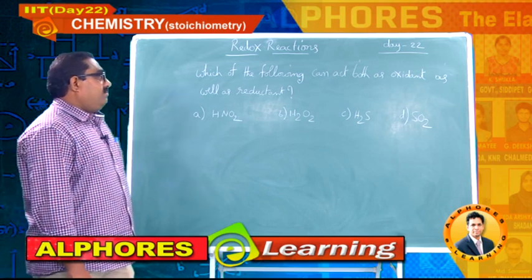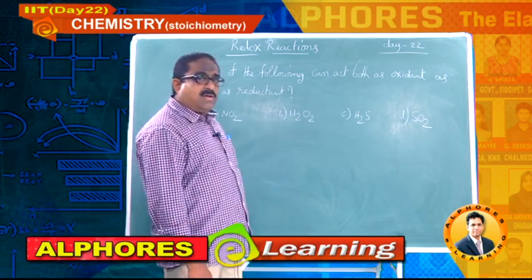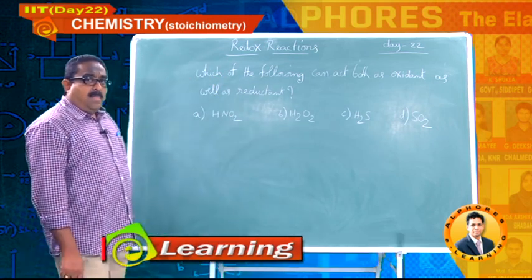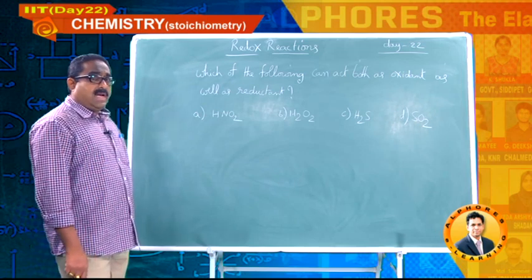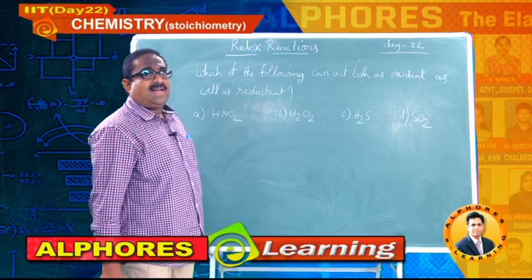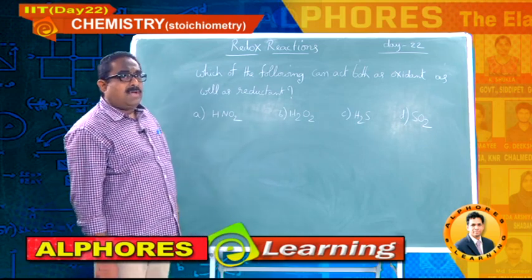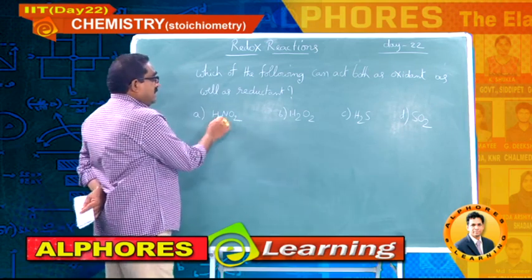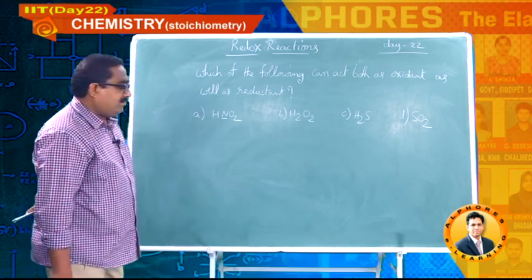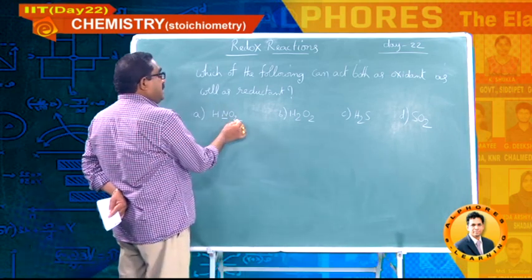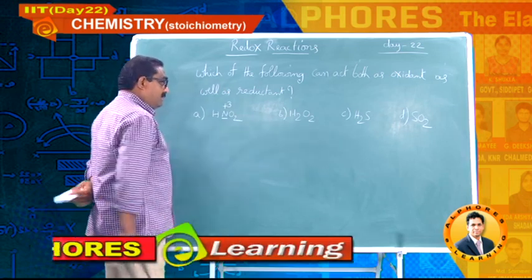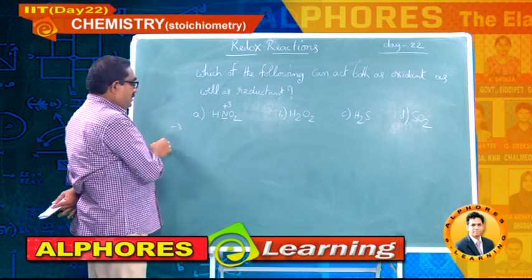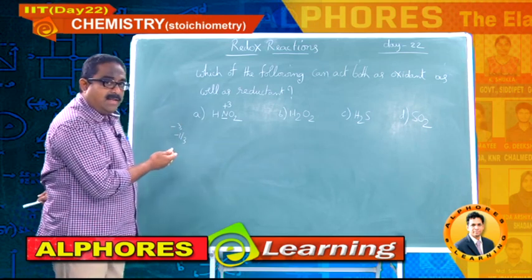The condition is the substance should act as both oxidant as well as reductant. Means the element present in that can undergo both oxidation as well as reduction. Then only it can act as both oxidant as well as reductant. Right. Let me check the oxidation state of nitrogen here. Plus 1 minus 4, that is plus 3. Nitrogen has minus 3, minus 1 by 3. We have calculated all these examples.